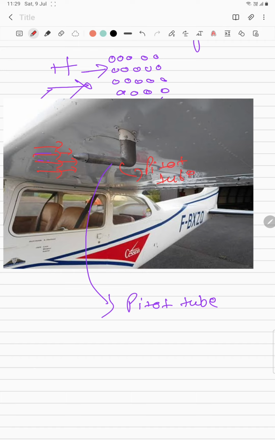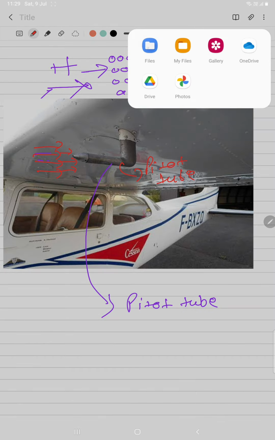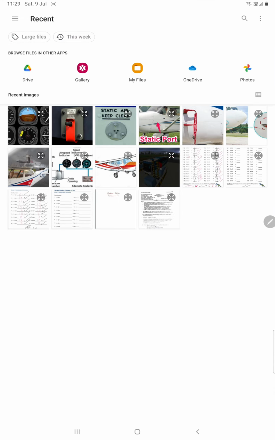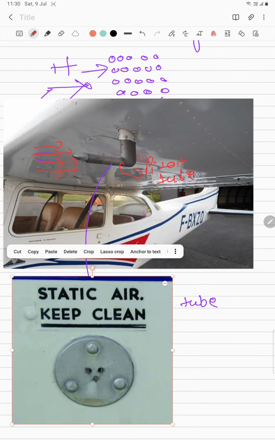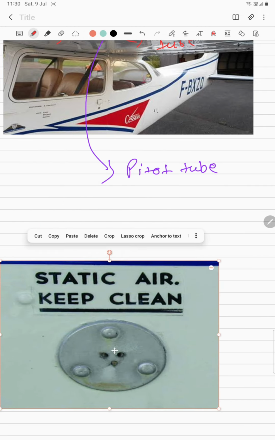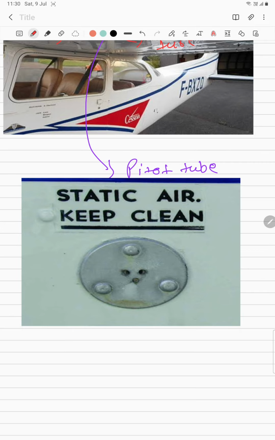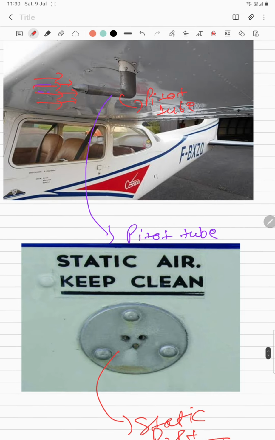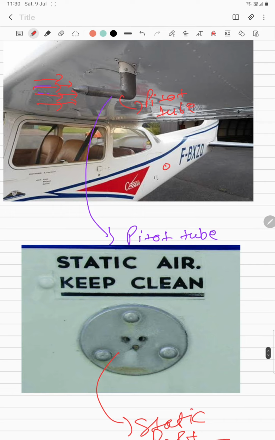Now I will show you where your static port is in the aircraft. It's not visible in this picture, so let me add another picture to show you the static port. Okay, so see, this is your static port, used to sense the static pressure. Now guys, this static port is on the side of the aircraft.